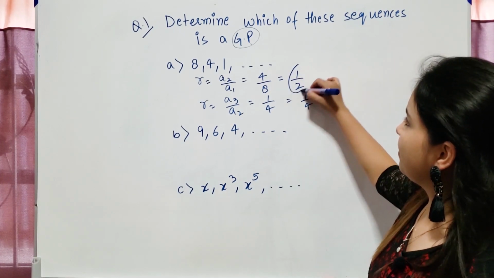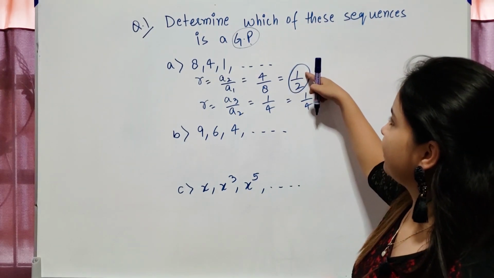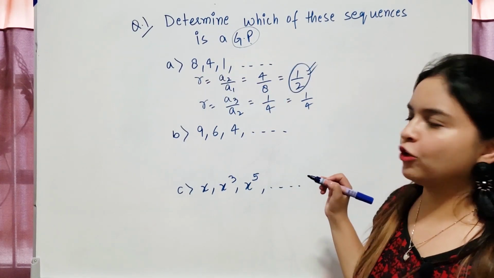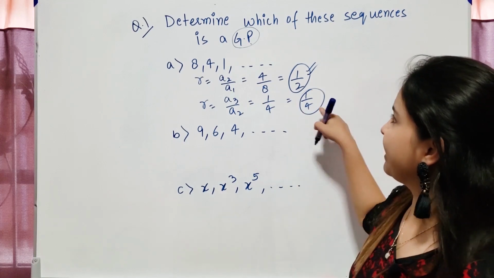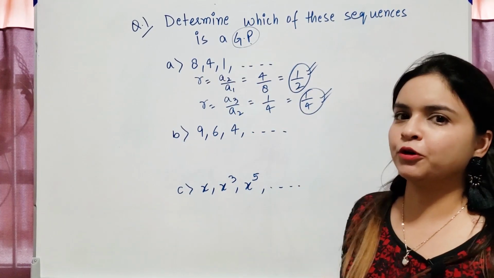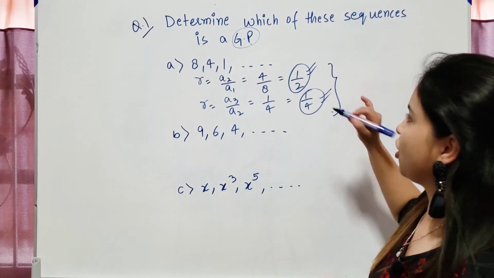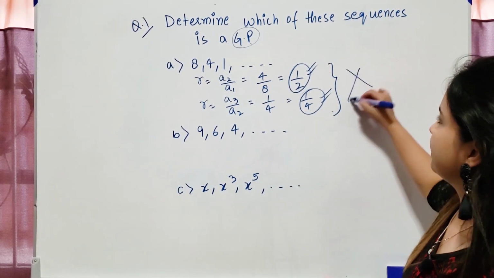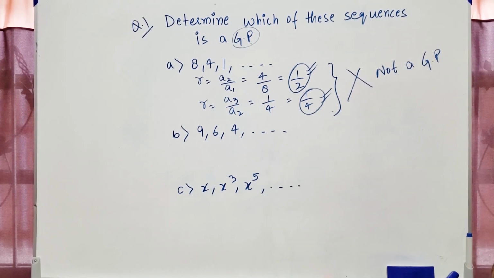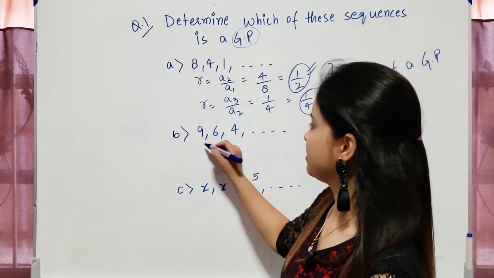Now, when you find R using the first and the second term, you get 1 over 2. But when you find R using the second term and the third term, you get 1 over 4. Now, these two are not same. So that means this sequence is not a GP. Okay. Let's check the second sequence.